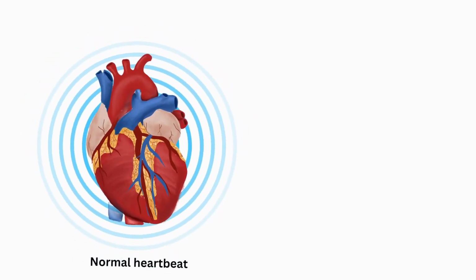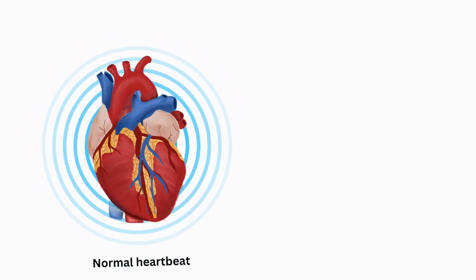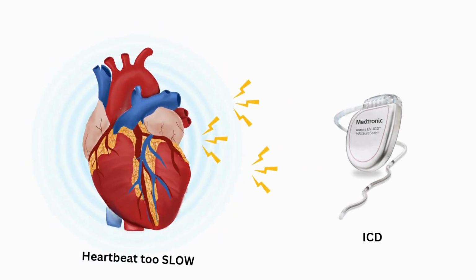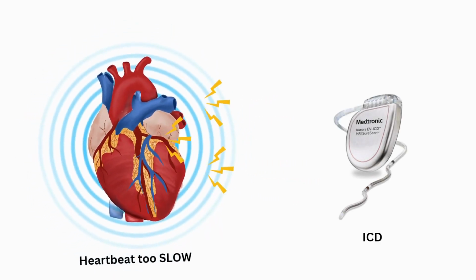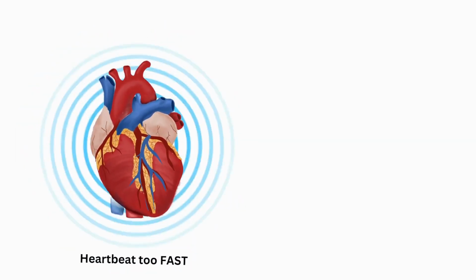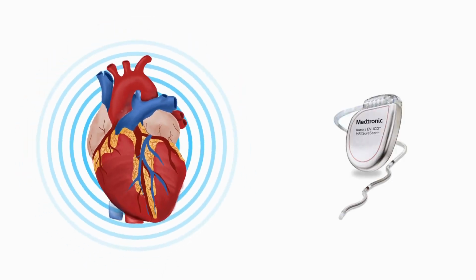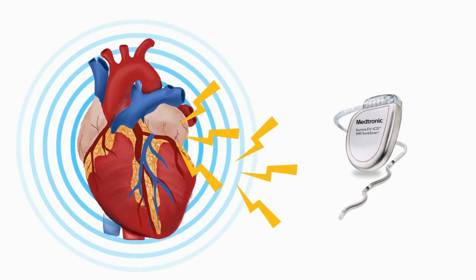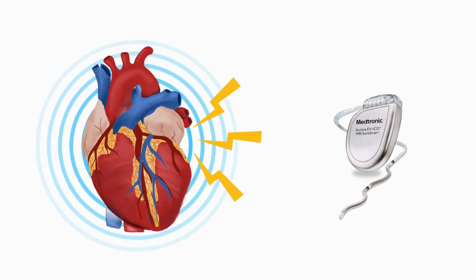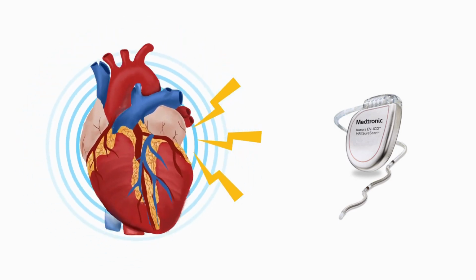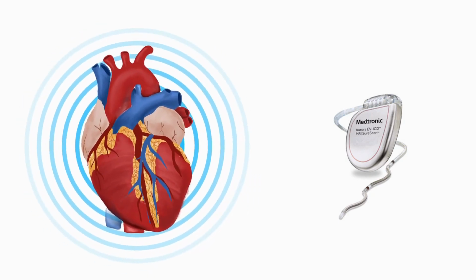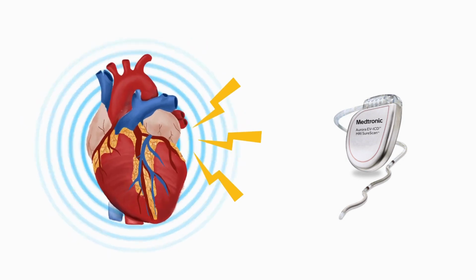When the ICD detects an abnormal heartbeat, it responds in several ways. For slow rhythms, or bradycardia, it acts like a pacemaker by sending small electrical signals to restore a normal rate. If it detects a fast rhythm, or tachycardia, it may deliver a mild shock called cardioversion to reset your heartbeat. In cases of life-threatening arrhythmias like ventricular fibrillation, it delivers a stronger shock to stop this dangerous rhythm and allow your heart to return to normal.